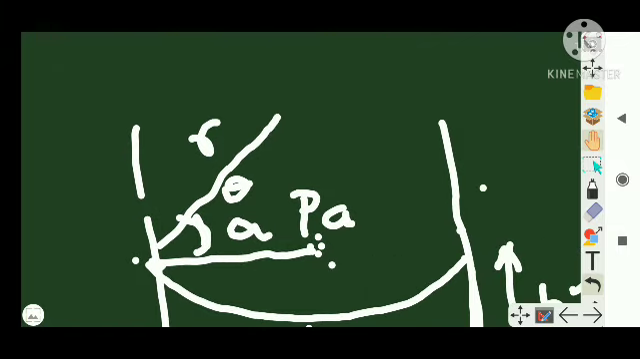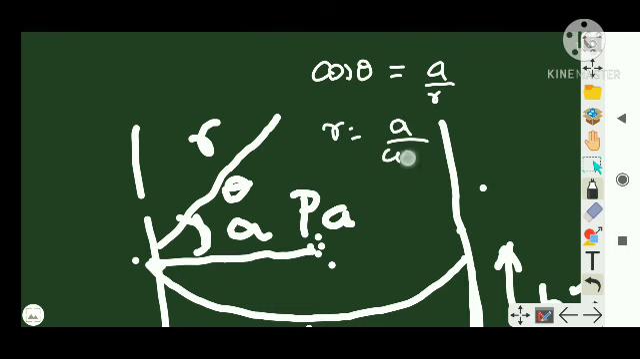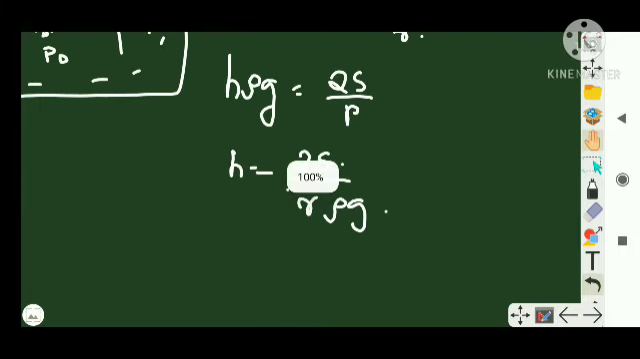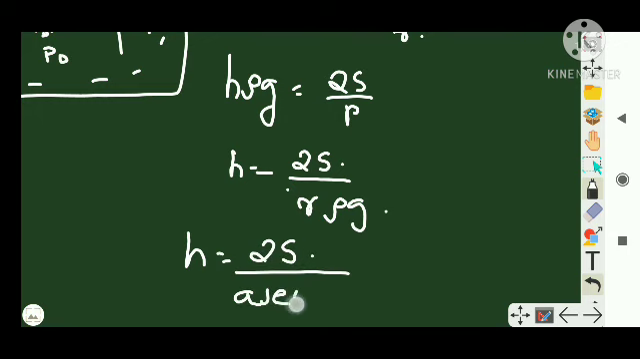So in this figure, what can I say about r and a? What is cos theta? Cos theta is equal to a by r, or I can write r is equal to a by cos theta, or a sec theta. So r is equal to a sec theta. Here I can just substitute this into the equation, so that h is equal to 2s by a sec theta.